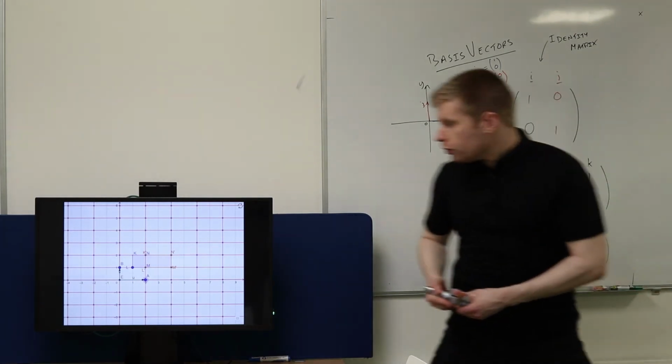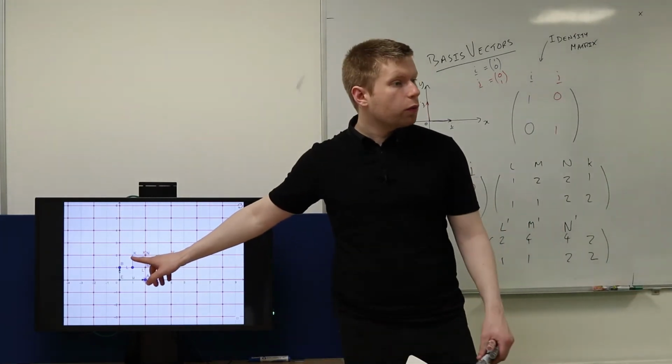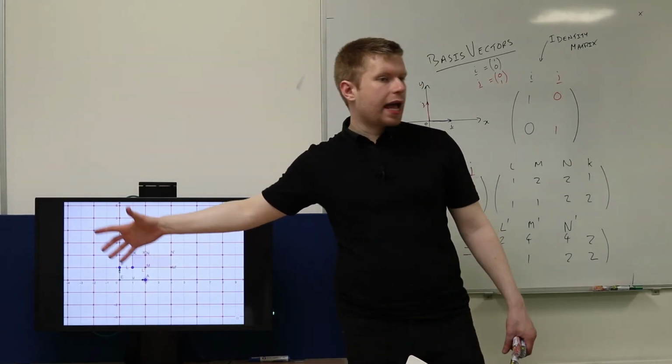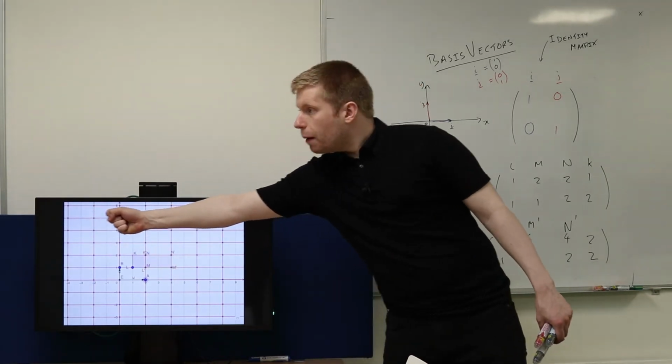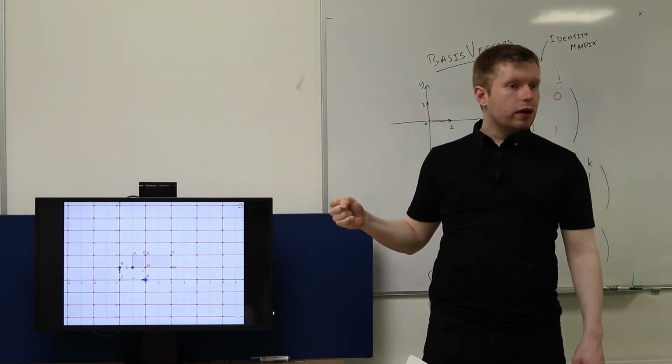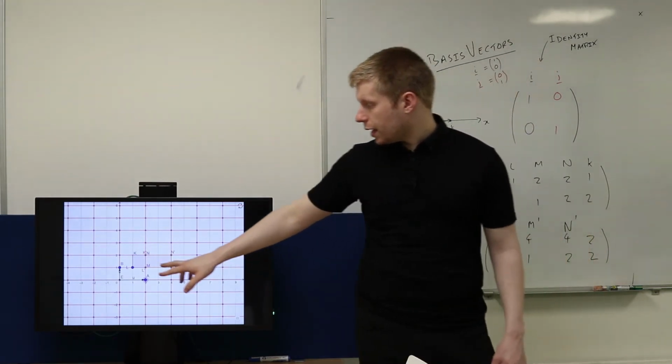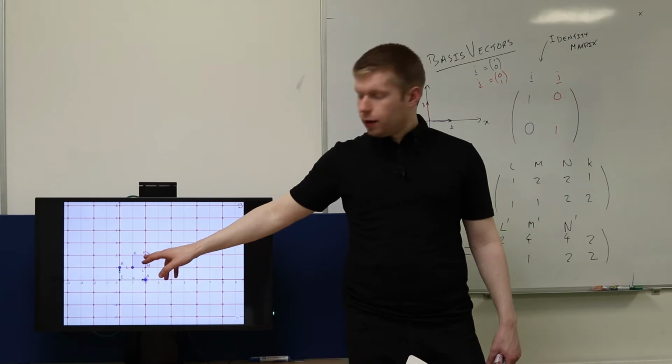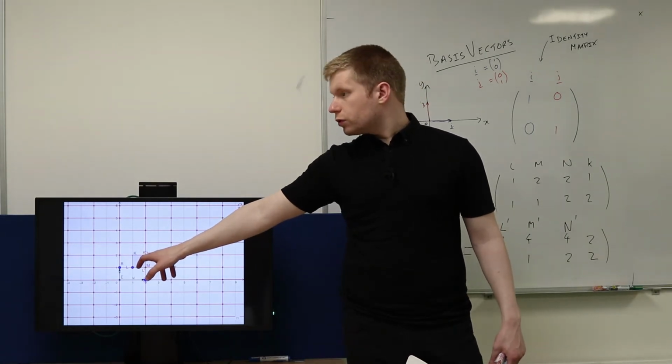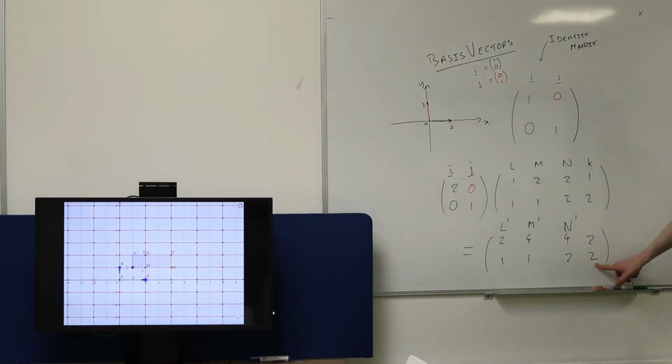And K was at 1, 2. What happens to K after I pick up I and pull him that way by 2? Where does K end up? He ends up there, right? At 2, 2, which is 2, 2 there. Okay.